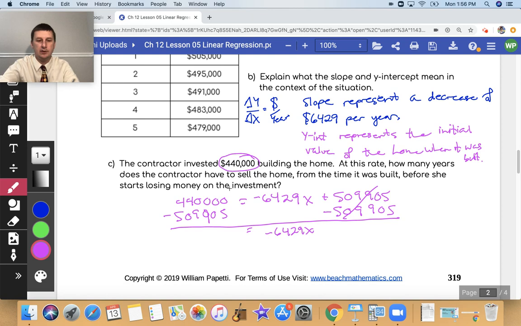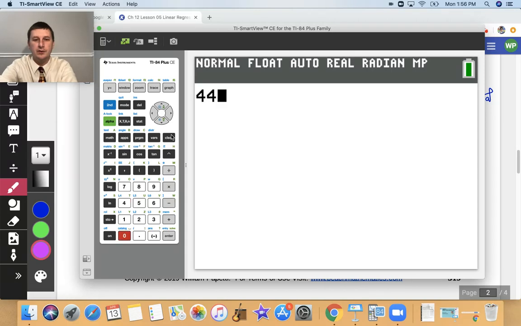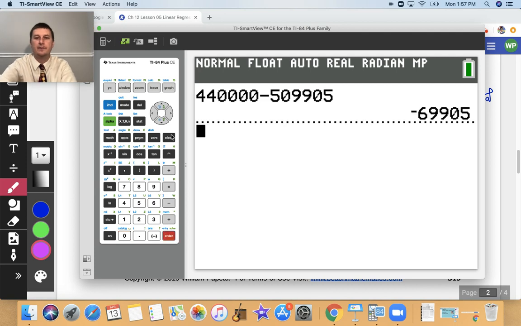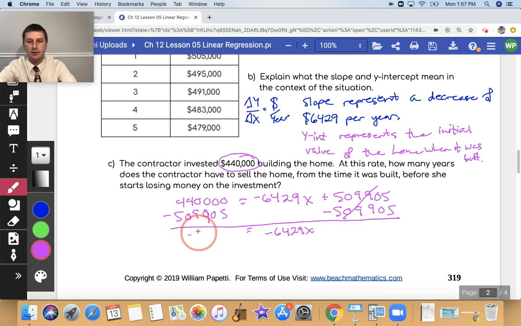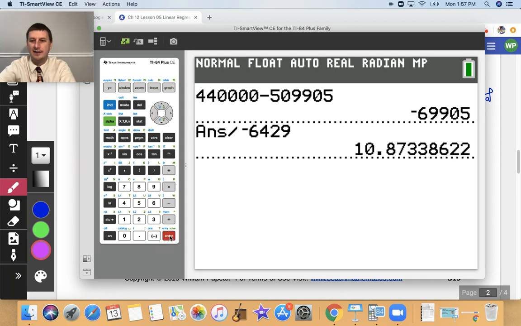6,429x is equal to, let's go to our calculator. We'll clear out anything here. And we'll have 440,000 minus 509,905. We'll get negative 69,905. And we'll have to divide that by negative 6,429 to get an x value. So now let's divide this number by negative 6,429, and I just need to change that to a negative sign. There we go. And we're going to get 10.87.